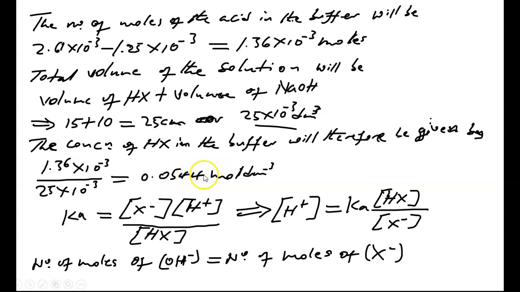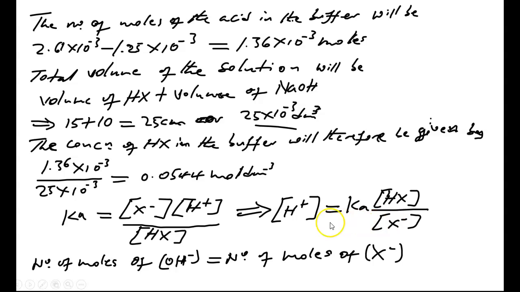So now we know the concentration of the HX in the buffer system. We need to go ahead and make H⁺ the subject of the Ka formula. Remember that Ka equals the concentration of the conjugate base times the concentration of H⁺, divided by the concentration of the weak acid. Now rearrange this equation and make H⁺ the subject. We will have H⁺ equals Ka times the concentration of the weak acid divided by the concentration of the conjugate base.